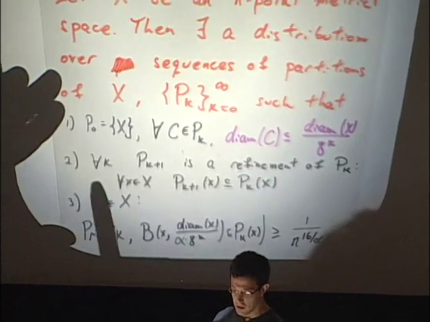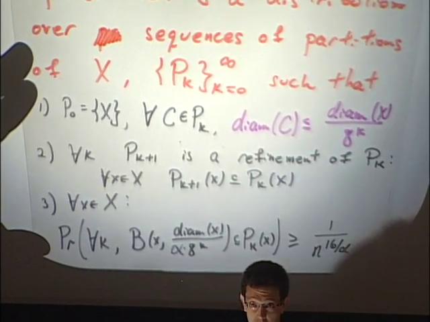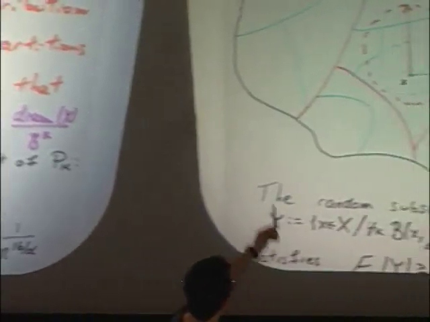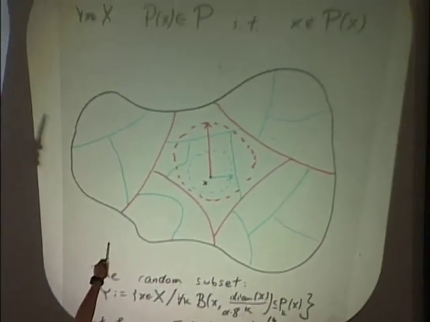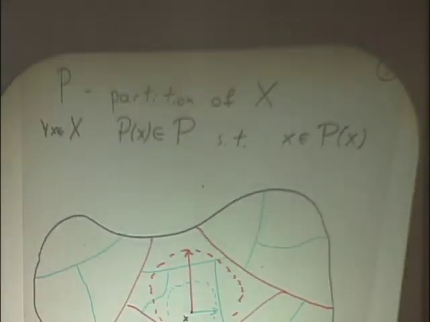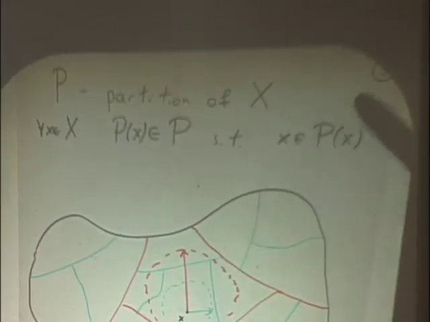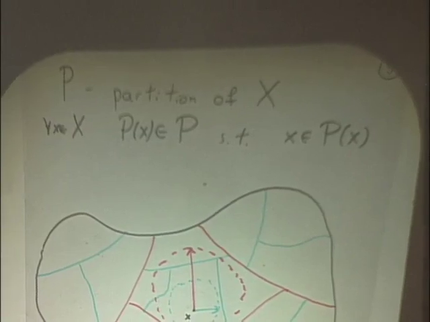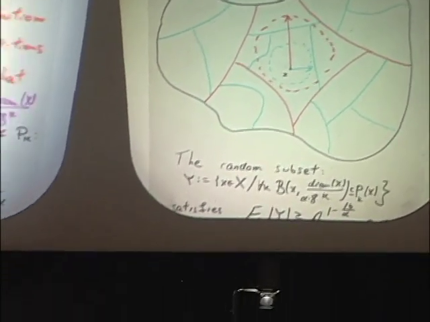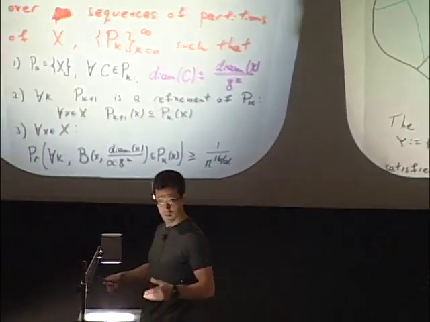It's a decreasing partition, so P_{k+1} is a refinement of P_k. A very useful notation: if you have a partition P of a metric space and a point x in the metric space, then P(x) is the unique element in the partition to which x belongs. So this just means that for every x, these sets decrease.